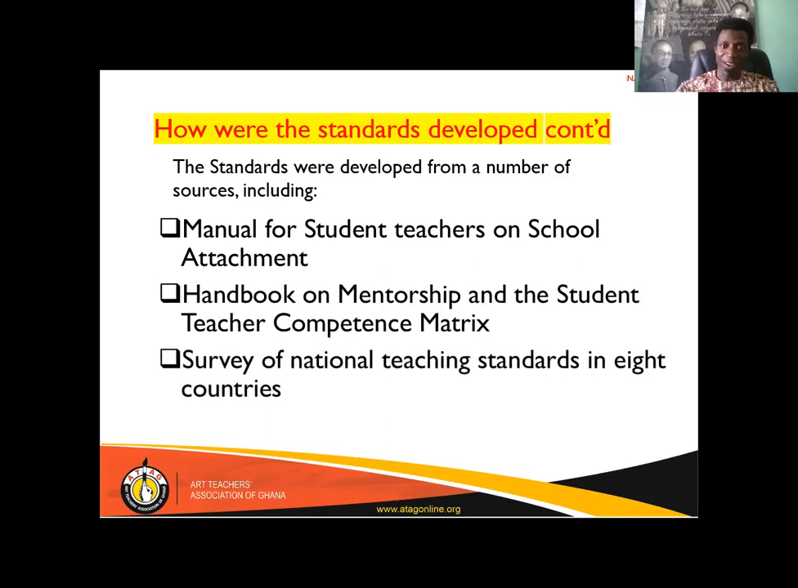They did a survey of national teaching standards in 8 countries. So they didn't look only at the case of Ghana, they looked at other countries in terms of professional standards, what is happening there, and what was available before it was developed.